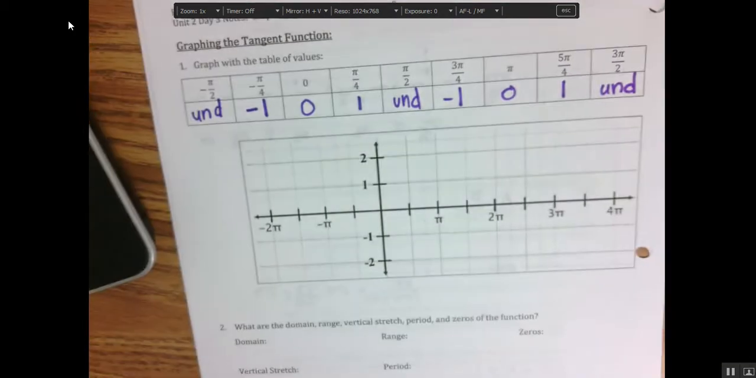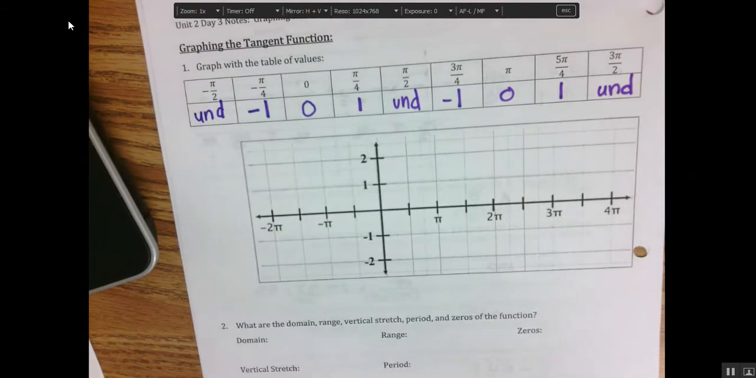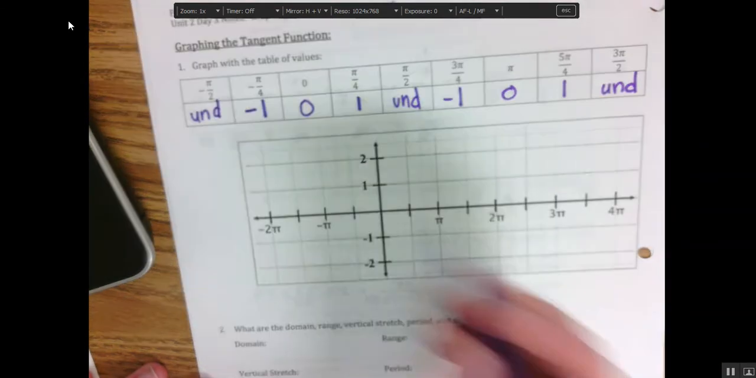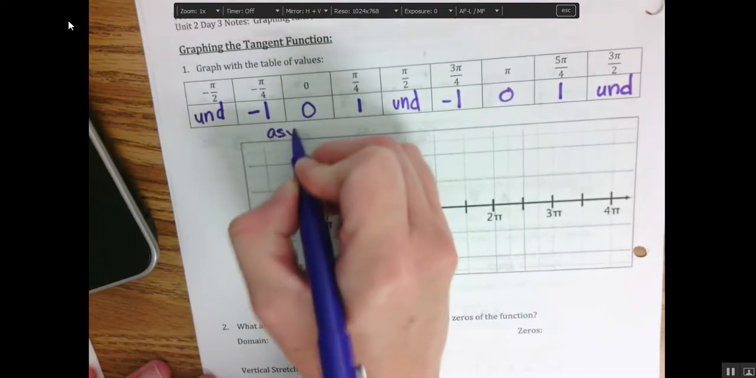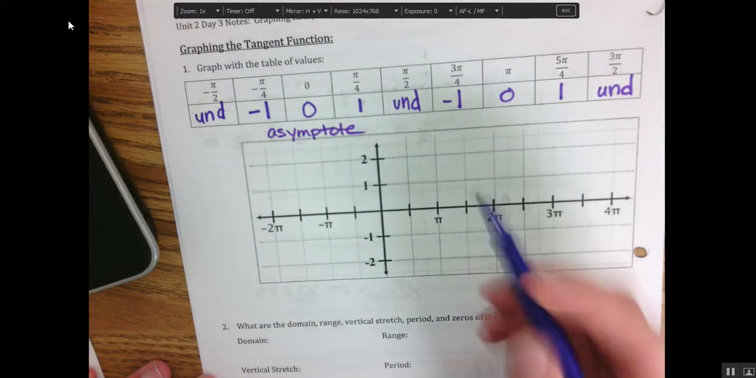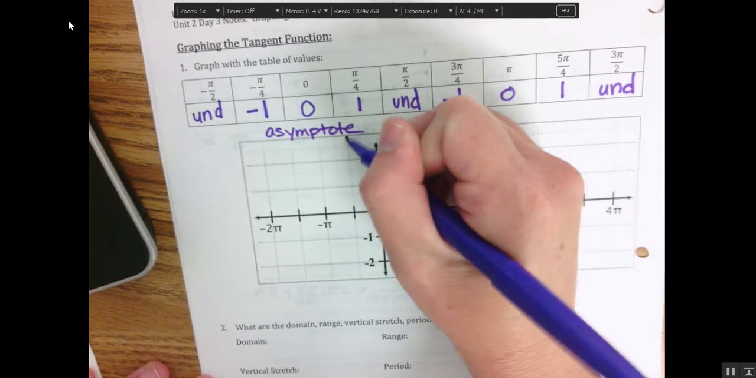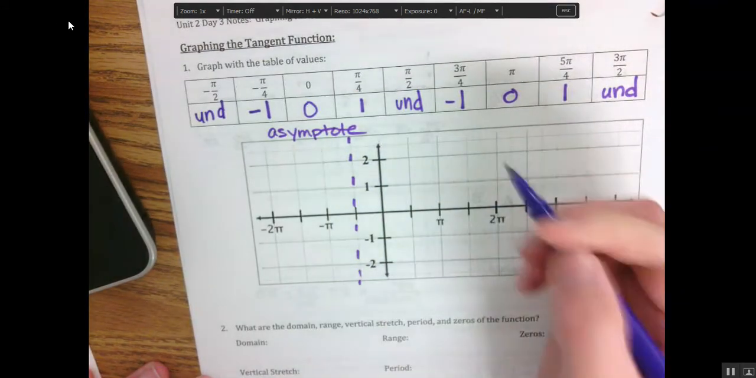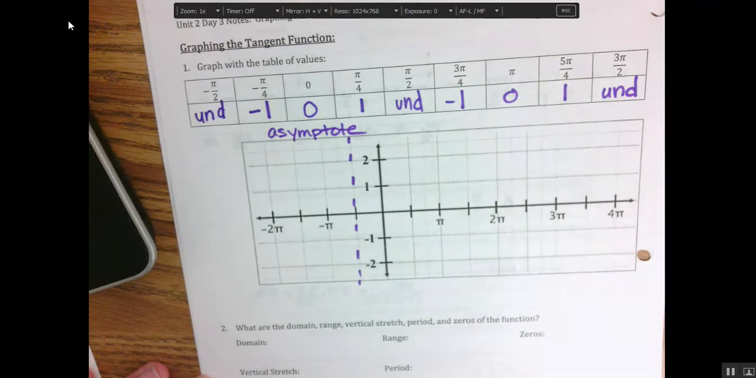All right, so then how do we graph undefined? It's true, like there is an absence of a point there. There's no defined point. The way you show it, very good, the way you show it is with an asymptote, okay? Do you guys remember that word from Algebra 2, asymptote? Asymptote, okay? So at -π/2, we're going to make an asymptote.